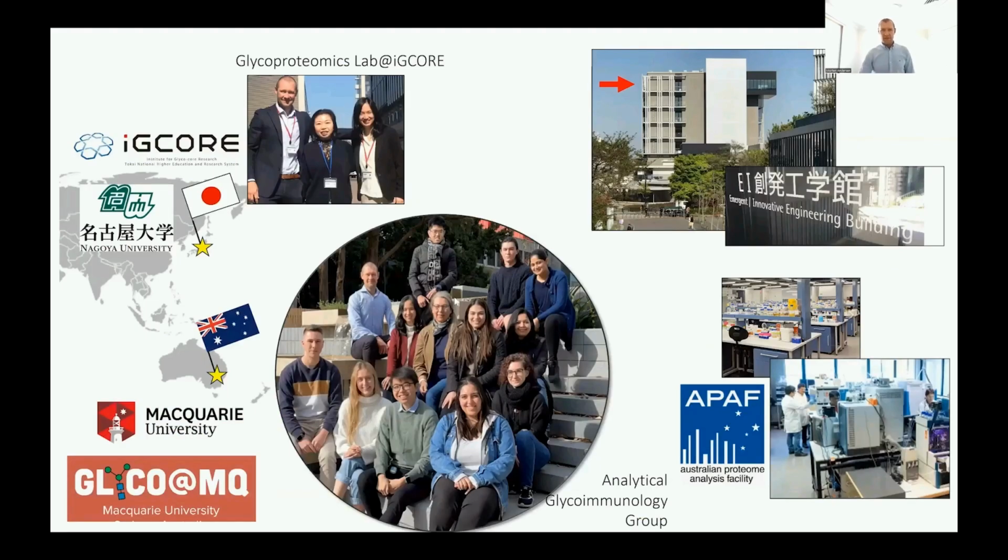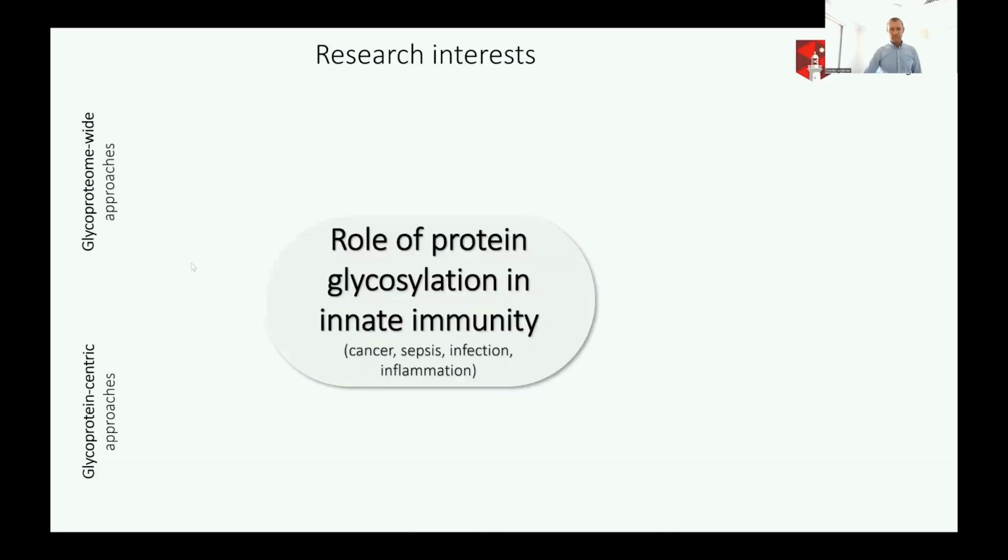First, let me take a minute to introduce my research teams and focus areas. I'm heading the analytical glycoimmunology group based here at Macquarie University in beautiful Sydney, Australia. And as of recent, also heading the clinical glycoproteins lab at the IG core at Nagoya University in Japan. For a number of years, we've been interested in understanding the role of protein glycosylation in innate immunity. So we're interested in fundamental processes related to infection, inflammation, but also diseases such as cancer and sepsis, where the innate immunity is playing a significant role.